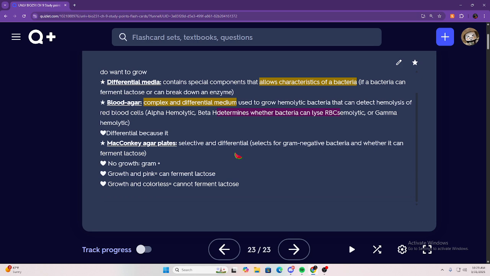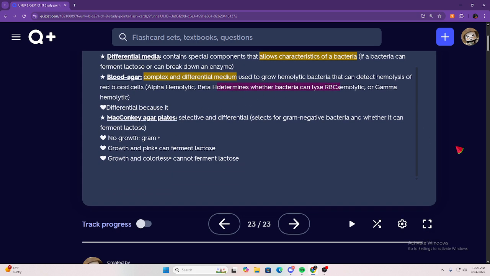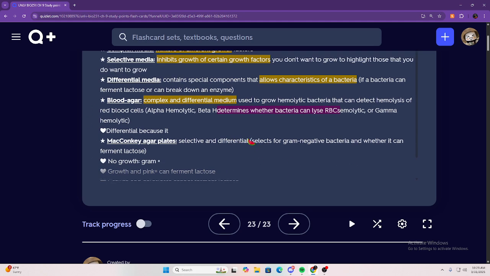And then MacConkey agar plates. MacConkey agar plates are selective and differential. They select for gram-negative bacteria and show whether it can ferment lactose. And these are the results.